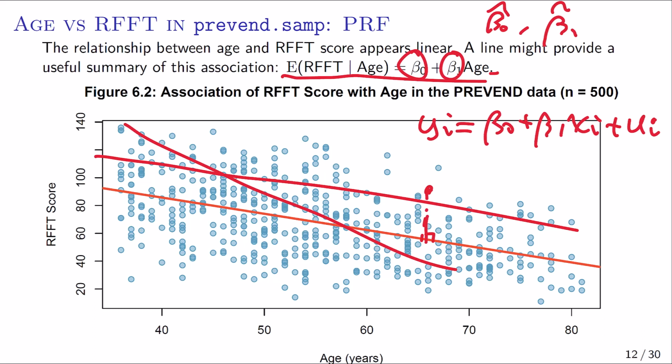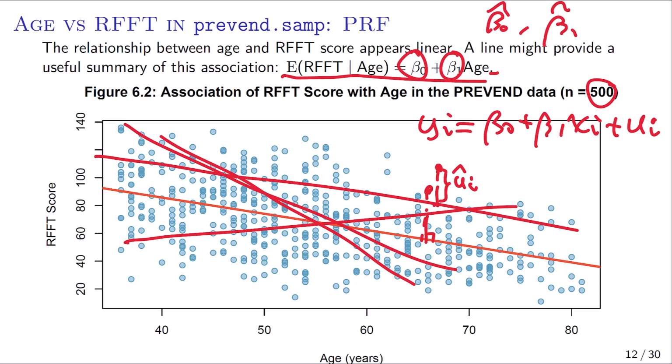Because whenever you have a line, you could use this dot, you do it one by one, and get a discrepancy of that. This is exactly UI hat. And in our case, you should have 500 UI hats. You square these 500 UI hats, add them together, and then you do it for every straight line as you want.